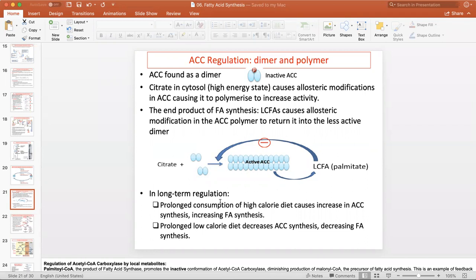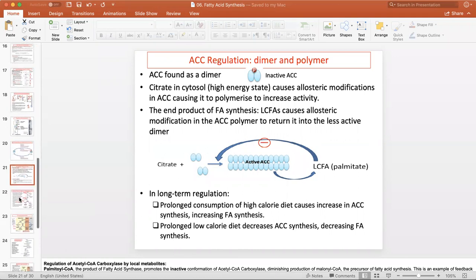In long-term regulation, prolonged consumption of a high calorie diet causes an increase in ACC synthesis and an increase in fatty acid synthesis. Makes sense, because if you have a lot of calories, we have a lot of energy, we don't need to keep the citric acid cycle running. So we shift towards fatty acid synthesis. And a prolonged low calorie diet is the opposite. It decreases ACC synthesis, decreasing fatty acid synthesis. So this is just talking about the regulation.